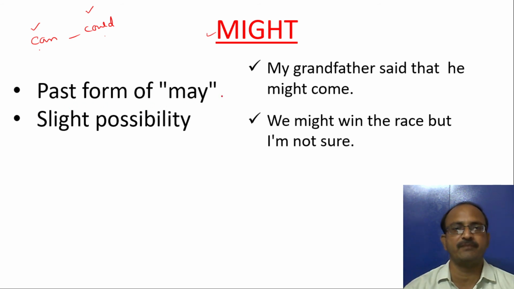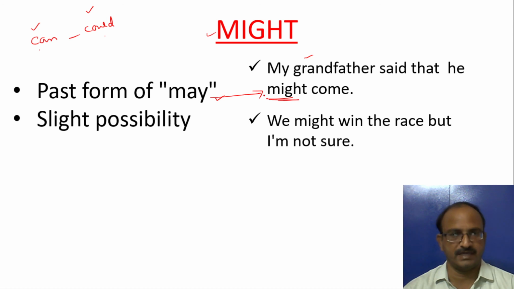Past form of may. For example, look here. My grandfather said that he might come. So this is indirect speech. In direct speech we have may, in the indirect speech we have might. So you can understand this is the past form of may. Only here do you consider might the past form, not in all situations.